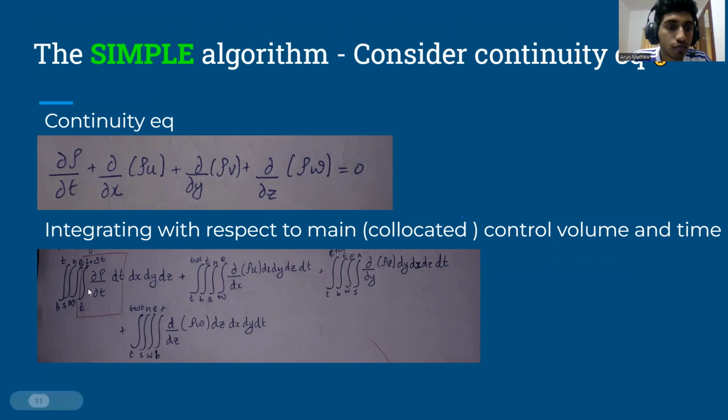So when we integrate the first term with respect to time from t to t plus delta t, and with respect to dx from west to east, with respect to dy from south to north, with respect to dz from bottom to top. Similarly for the second term, with respect to dx from west to east, dy from south to north, dz from bottom to top, and with respect to time from t to t plus delta t. The third and fourth terms can be expressed in a similar way.